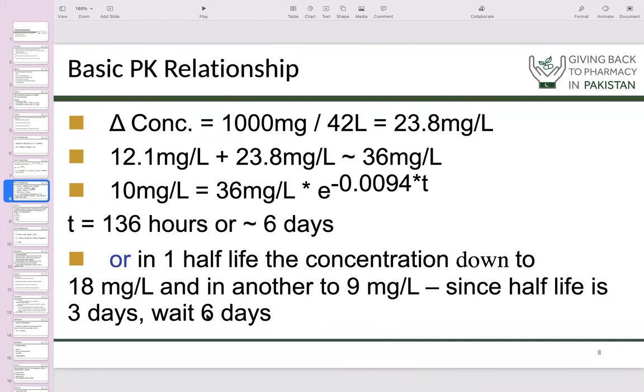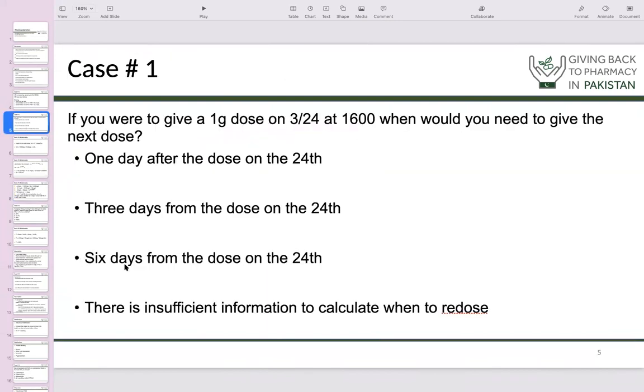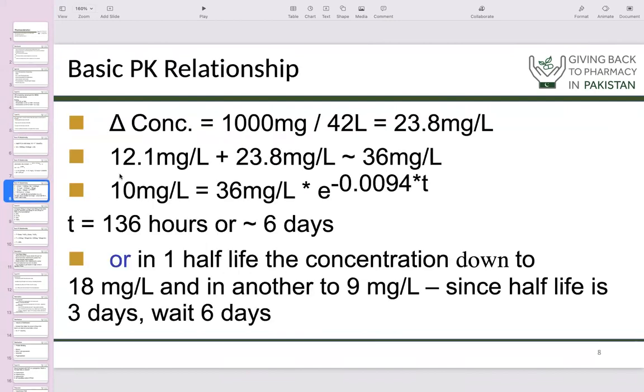Since the half-life is 3 days, you have to wait at least 6 days to redose the patient. So the answer for this question is C, that you have to take 6 days from the dose on the 24th. Now this concentration, 10 milligram, where did it come from?